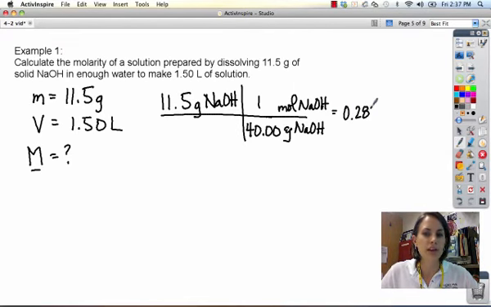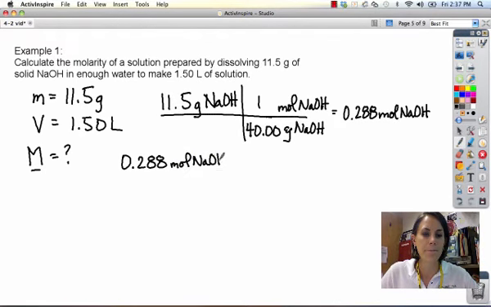Now that's the right unit that I'm looking for. I have a volume in liters, I have amount of solute in moles, so now I can put them into my molarity equation. 0.288 moles of NaOH divided by 1.50 liters of solution. And when I divide those two things, I get 0.192 molar NaOH.